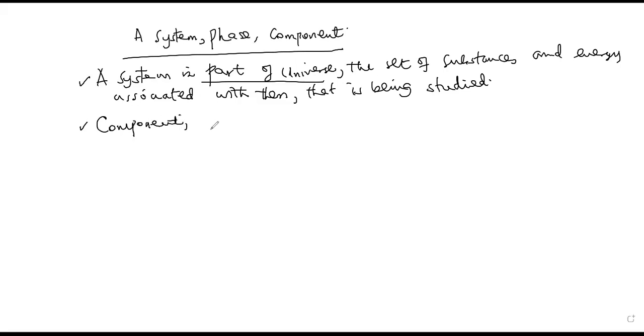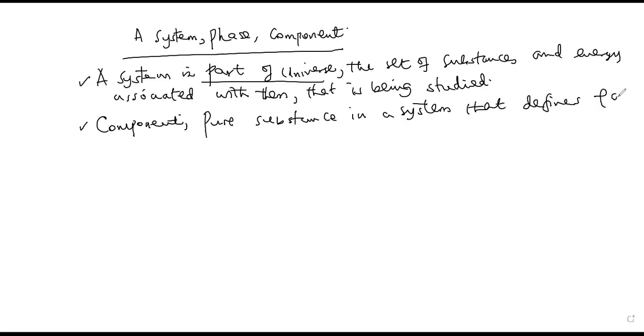When we define a component, we define it as the pure substance in the system that defines part of the composition of that system. So when we define the component of a system, or the component in a system, it will always refer to that pure substance in the system that defines part of the composition of that very system.